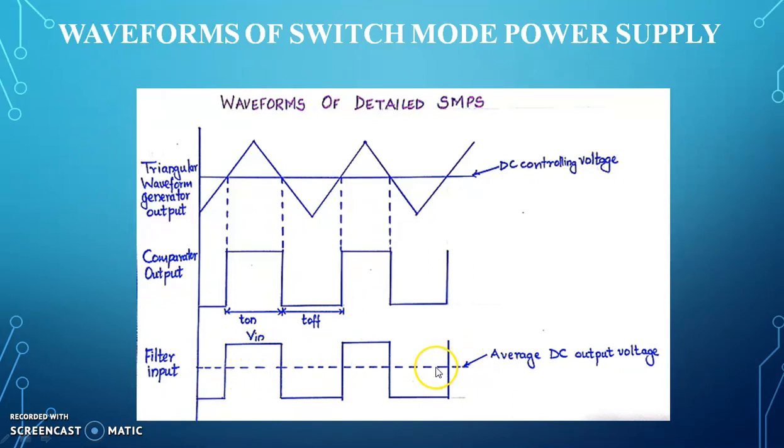So as we had discussed, if VO was less, then VF was also less, and the DC voltage will also reduce, making the T-on period high and thus increasing the average DC voltage. So there is regulation taking place. So this is the basic working of SMPS.